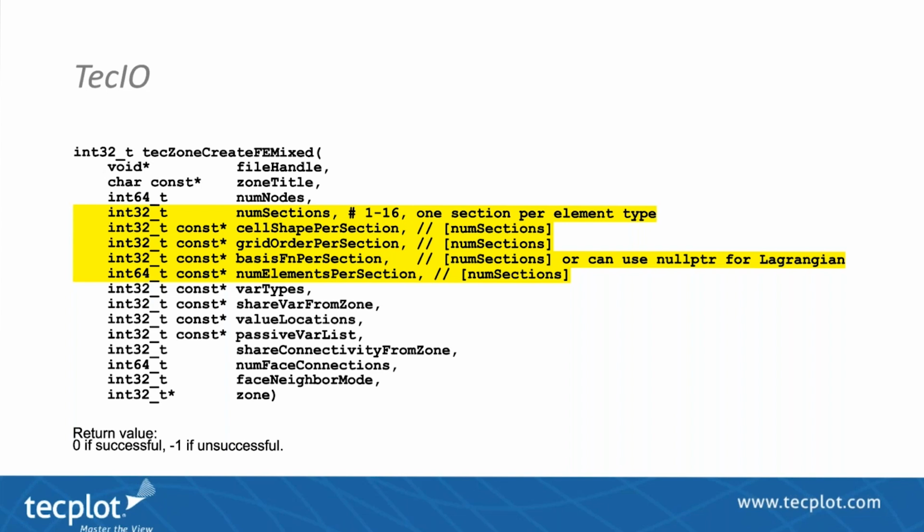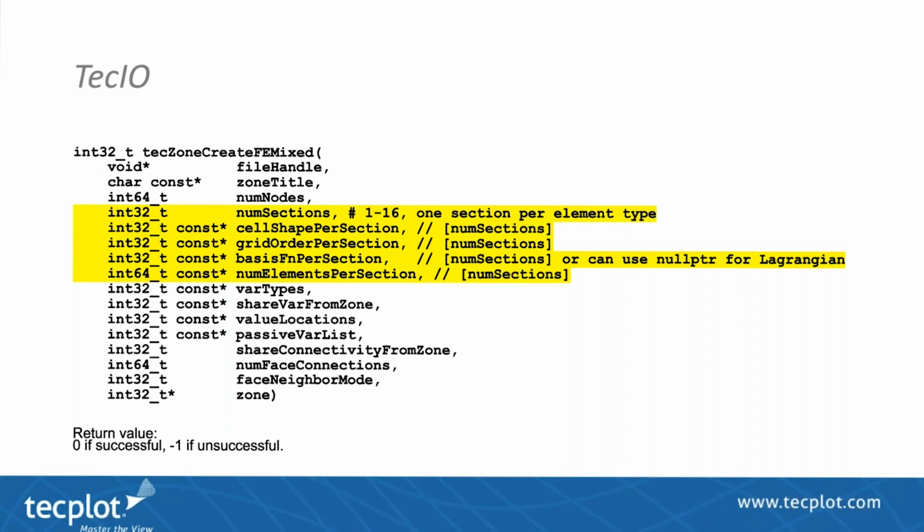The first parameter is num sections. Each element type, the pyramids, prisms, or what have you, needs to be in a separate section. Each section has only one element type. Now, as far as I know, I haven't tried this, but there's nothing preventing you from having two sections that actually have the same element type. I just don't know why you would want to do that. So generally, however many different types of elements you have, that's how many sections you're going to create.